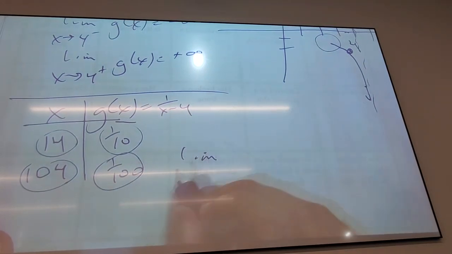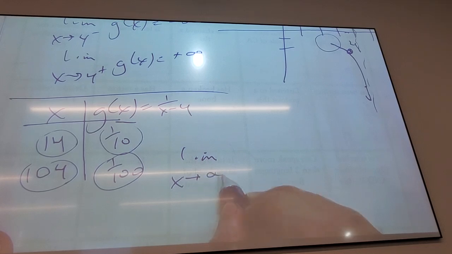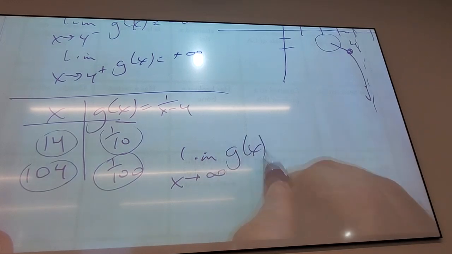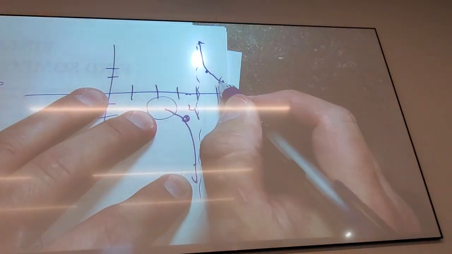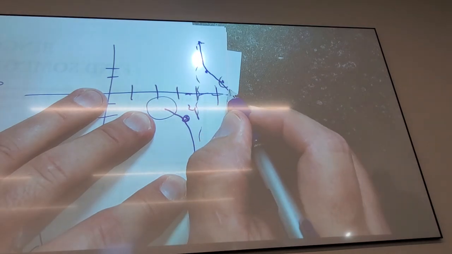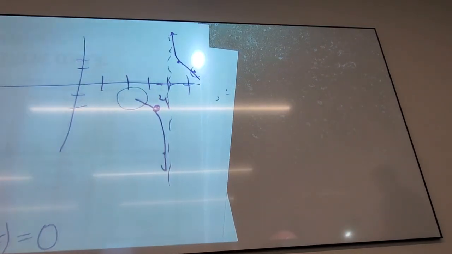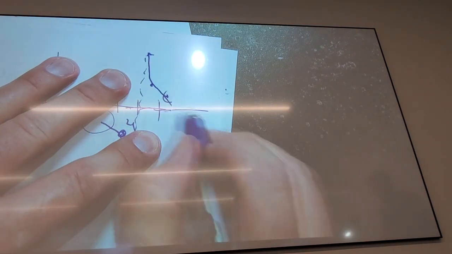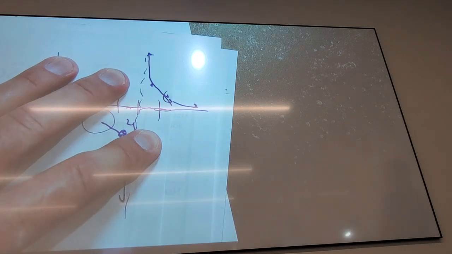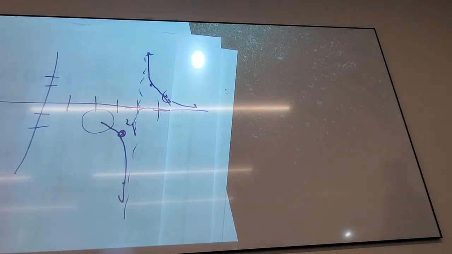So the limit as my inputs go to infinity is 0. So what's it going to do here? There's going to be an asymptote at 0. I left myself no room. It's going to go like that. You have seen graphs that do that, I'm sure, at some point.